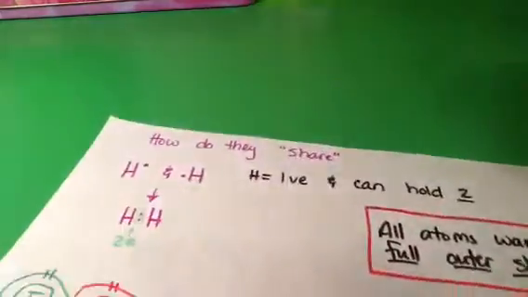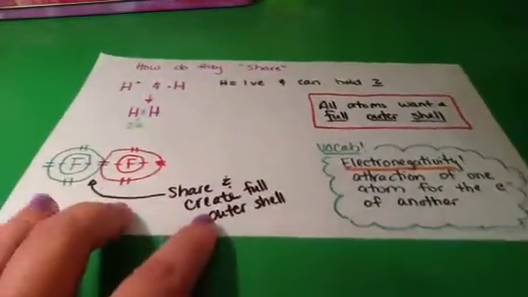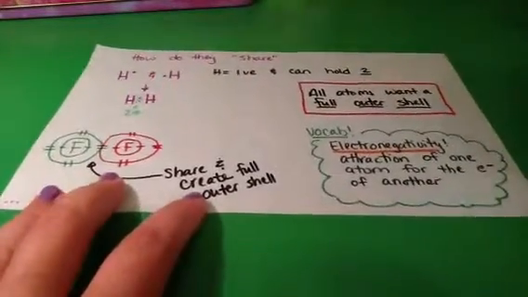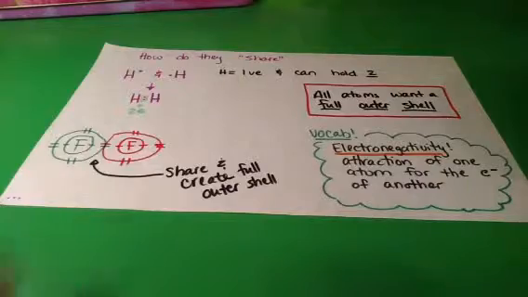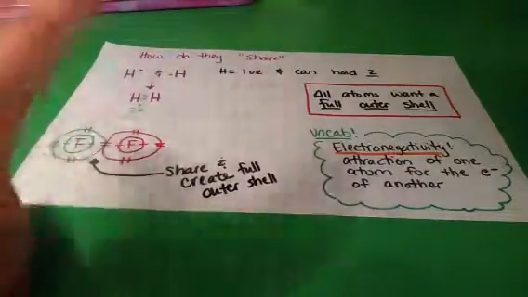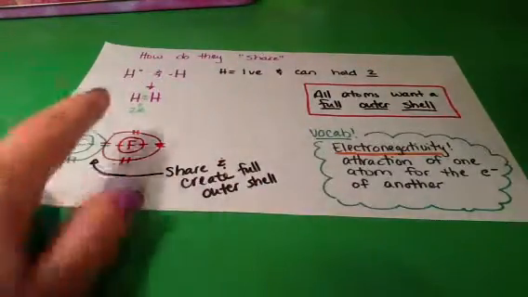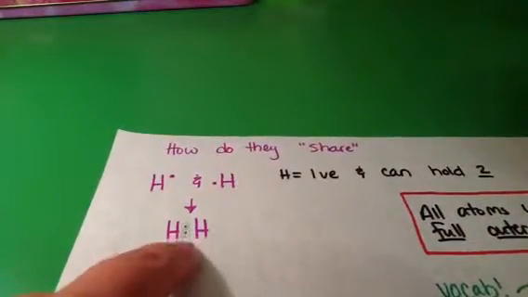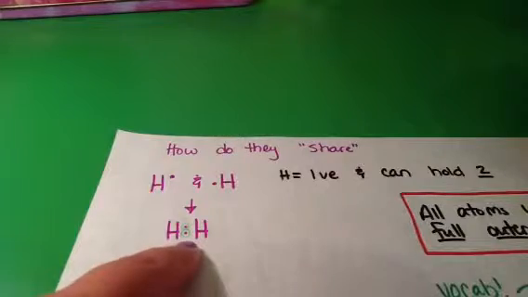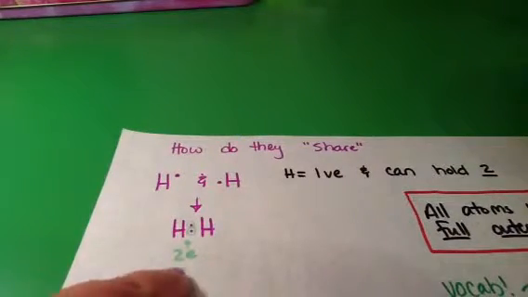So how do they share? How can electrons be shared? So I've got two hydrogen atoms. They both have one valence electron, but their shell can hold up to two valence electrons. So in this picture here, you see that by them coming together, their valence shell is now full, but they have to share these two electrons.